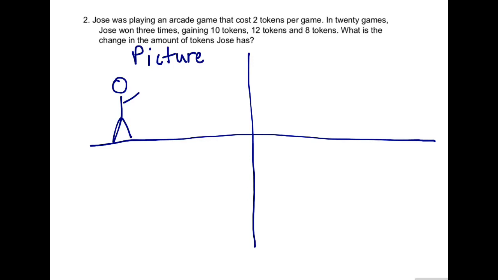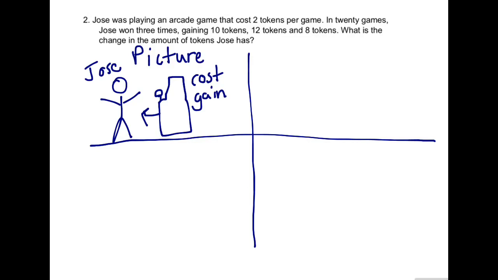You've got Jose. He's playing an arcade game, and it's costing him money. It's costing him money, but he's also gaining money. So I'm kind of going back and forth. He pays money to play, but then he's also winning money. Money's coming out of the machine, but he's also putting money into the machine. So we have to keep that in mind.